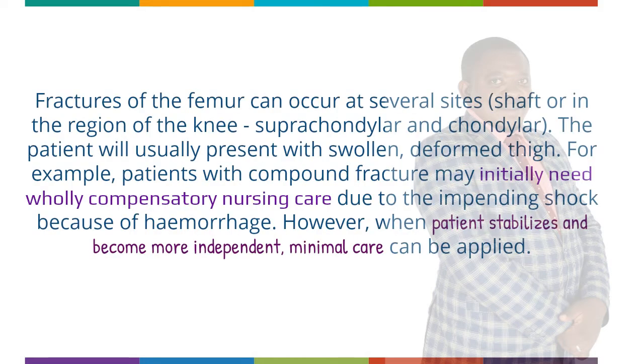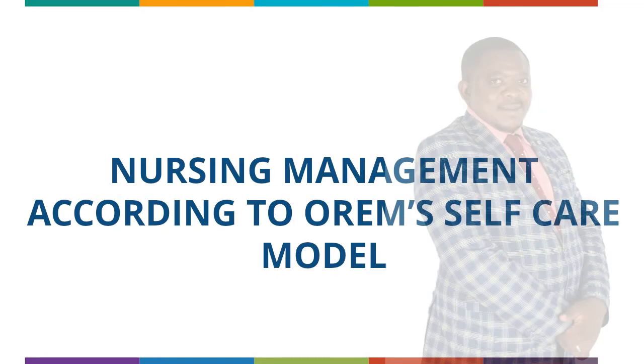Minimal care of a patient with fracture of the femur. Fractures of the femur can occur at several sites: shaft or in the region of the knee, supracondylar and condylar. The patient will usually present with a swollen, deformed thigh. For example, patients with compound fracture may initially need wholly compensatory nursing care due to the impending shock because of hemorrhage. However, when the patient stabilizes and becomes more independent, minimal care can be applied.